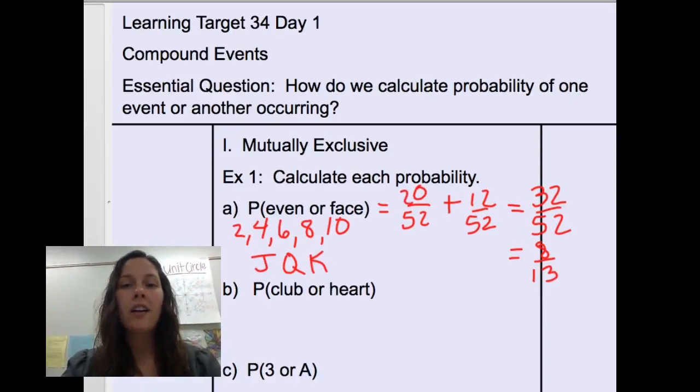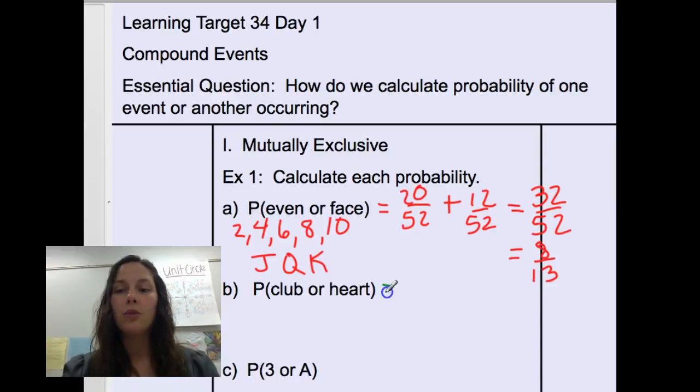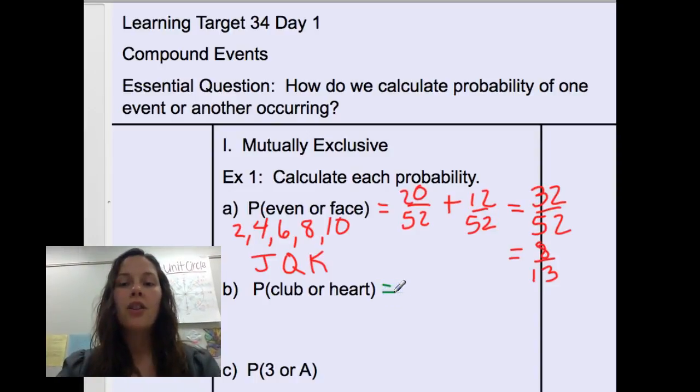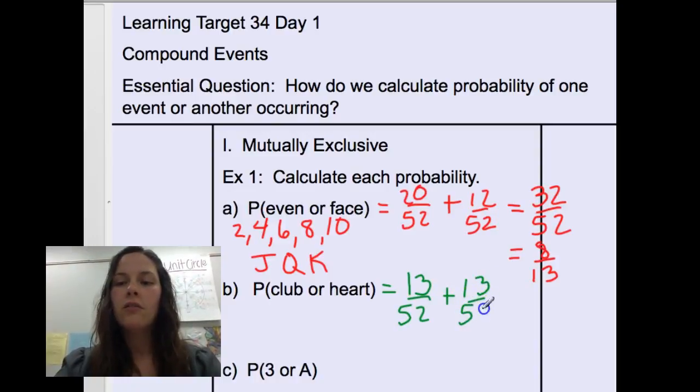Next, taking a look at clubs or hearts. Can we pull one card out of the deck that is both a club and a heart? The answer is no, so these are mutually exclusive. There are 13 cards of each suit, so there are 13 clubs and 13 hearts, which gives us a total of 26 out of 52, which is half the deck.